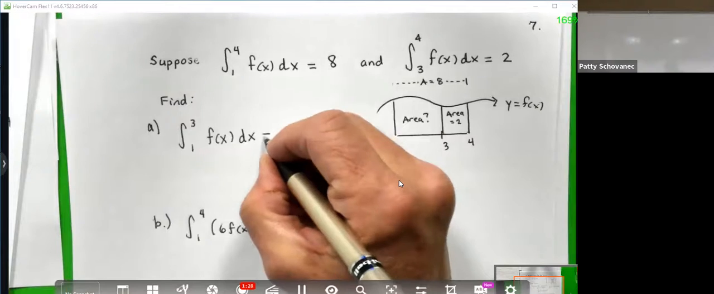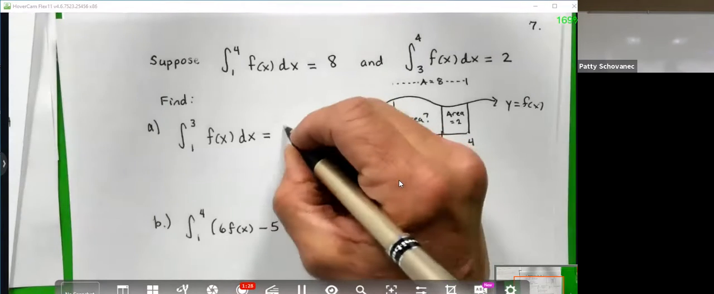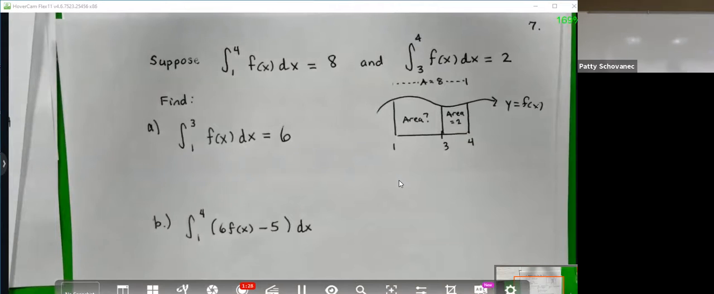So what's the rest of it? Six, right? You got 2 here. What number added to 2 gives you 8? That's all there is to it. Okay. Questions?